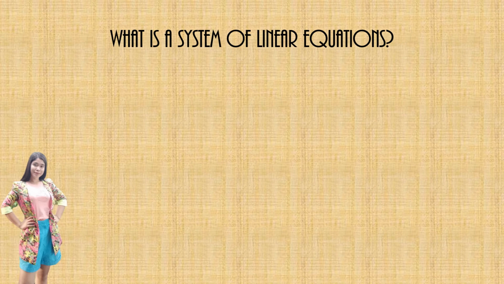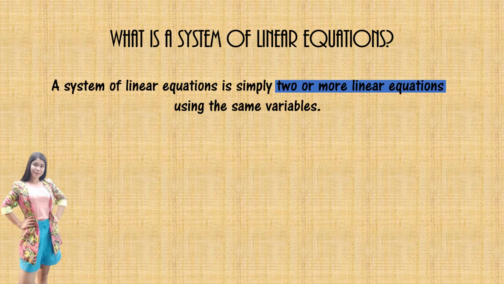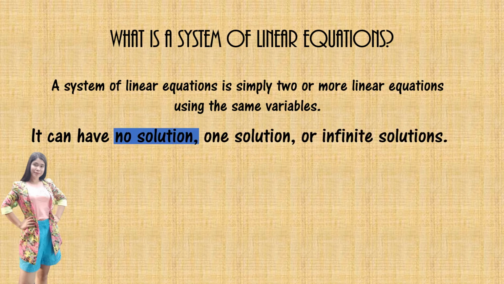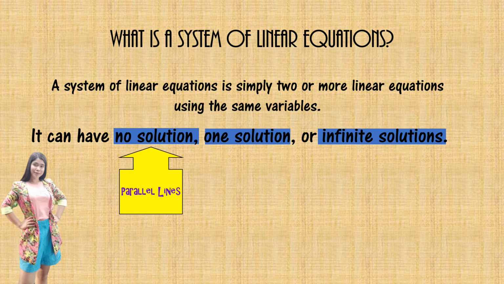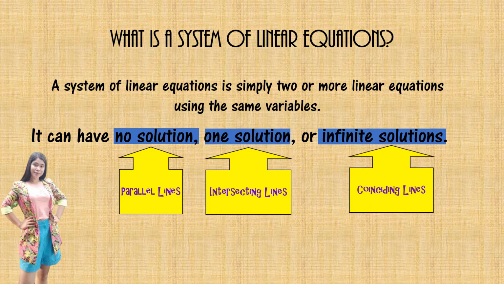To start our lesson for today, let's define first what is a system of linear equations. When we say a system of linear equations, it is a set of two or more equations with the same variables. It can have no solution, one solution, or infinite solutions. The graph of a system which has no solution is parallel lines. The graph of one solution is intersecting lines, and the infinite solution has a graph of coinciding lines.